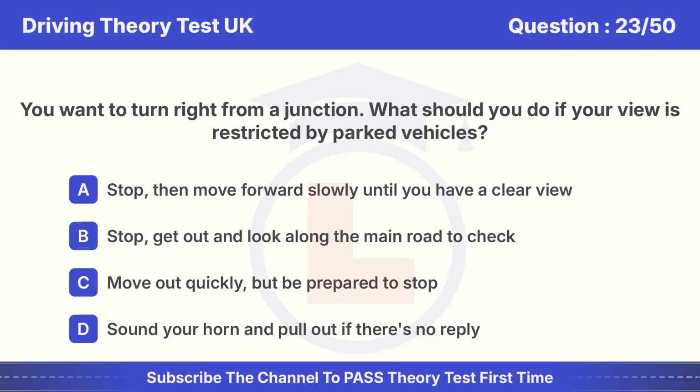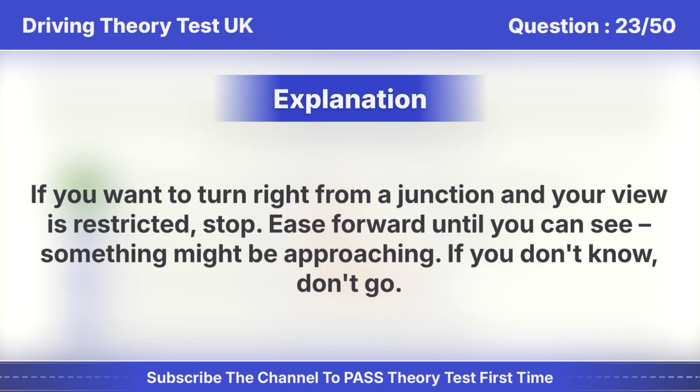Question 23. You want to turn right from a junction. What should you do if your view is restricted by parked vehicles? Answer is A. Stop, then move forward slowly until you have a clear view. If you want to turn right from a junction and your view is restricted, stop. Ease forward until you can see. Something might be approaching. If you don't know, don't go.